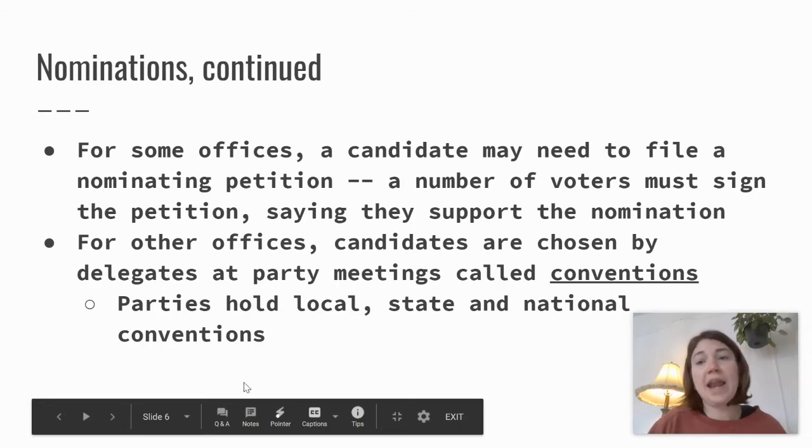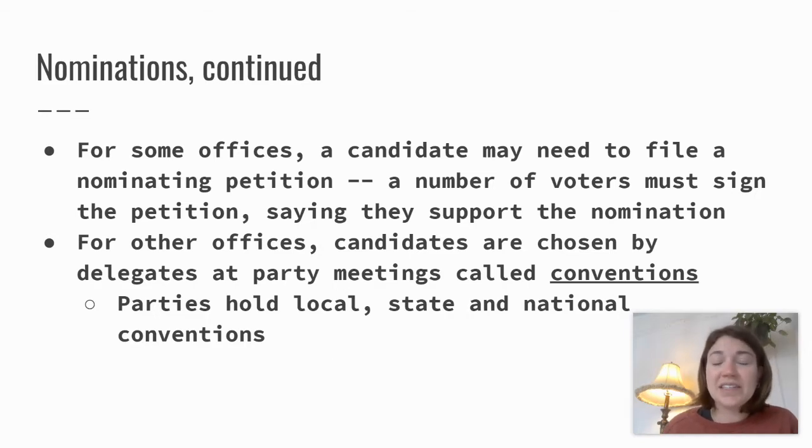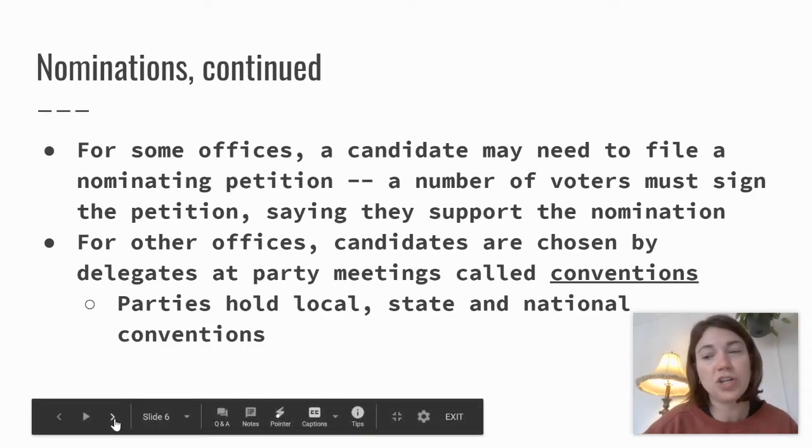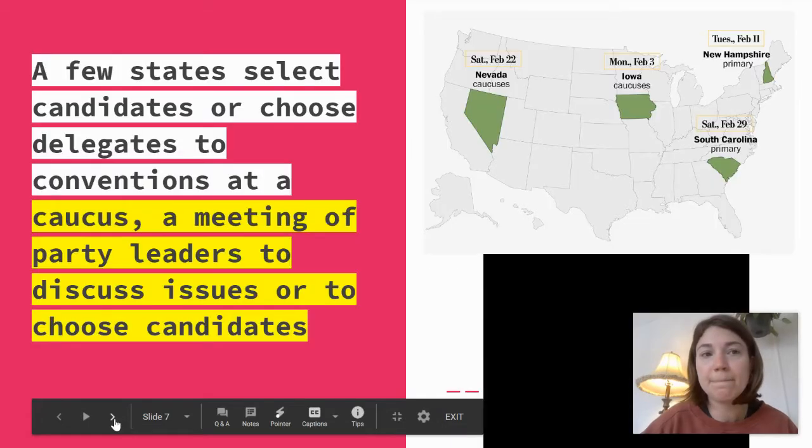For some offices, a candidate may need to file a nominating petition, and this is what we do in Rhode Island. A number of voters must sign the petition saying that they support the nomination. For other offices, candidates are chosen by delegates at party meetings called conventions. Parties hold local, state, and national conventions. We've already watched a bit of a convention when we watched that segment in the Freedom Summer documentary. We watched part of that Democratic National Convention where the Mississippi Freedom Party was trying to be seated at that convention. We'll talk a bit more about conventions in a minute.